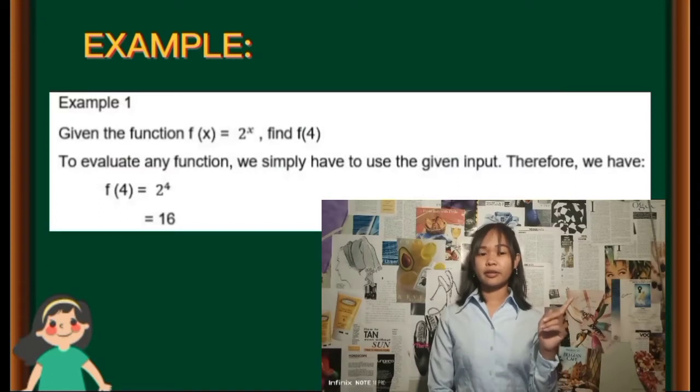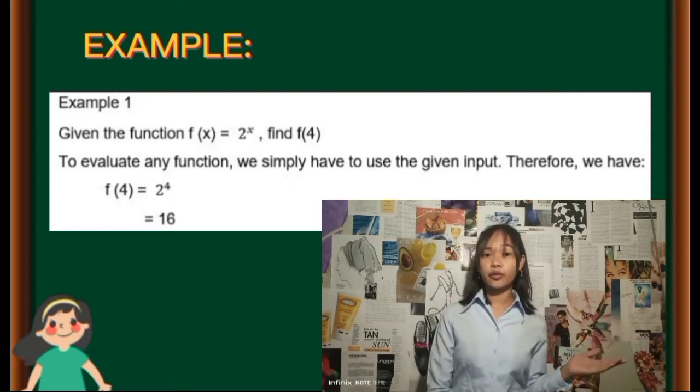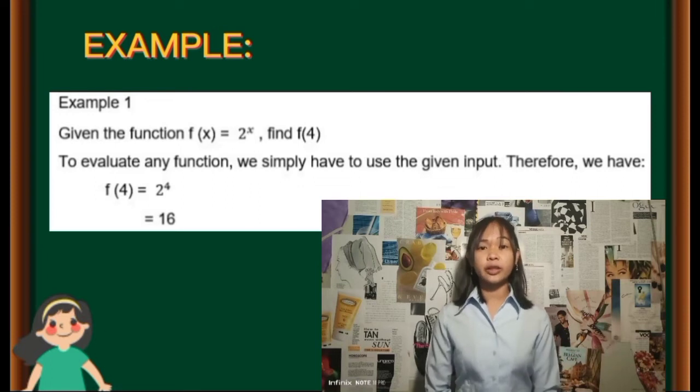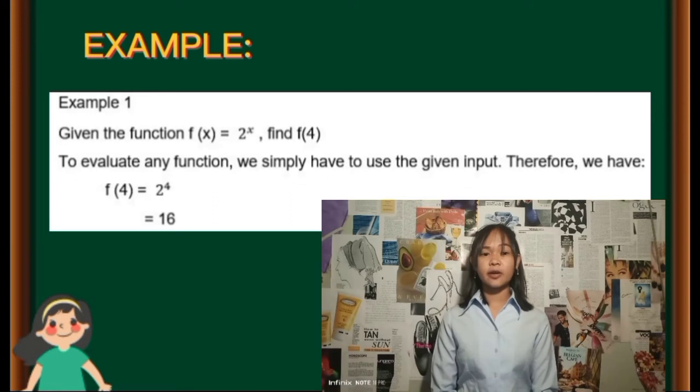Example number 1. Given the function f of x equals 2 raised to x, find f of 4. To evaluate any function, we simply have to use the given input. Therefore, we have f of 4 equals 2 raised to 4. So we need to multiply the 2 four times. 2 times 2 equals 4, times 2 equals 8, times 2 equals 16. So the final answer for f of 4 is 16.